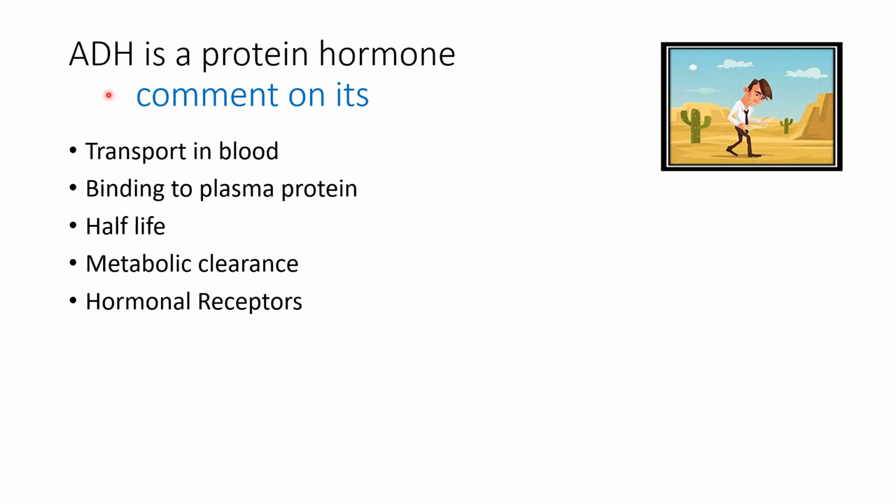So I had been saying that ADH is a protein hormone. Can you comment on the type of transport it will have in the blood? Its binding to the plasma protein, what will happen to its half-life, metabolic clearance, and which type of hormonal receptors will it be utilizing, since it is a protein category type of hormone? So you can think about it.